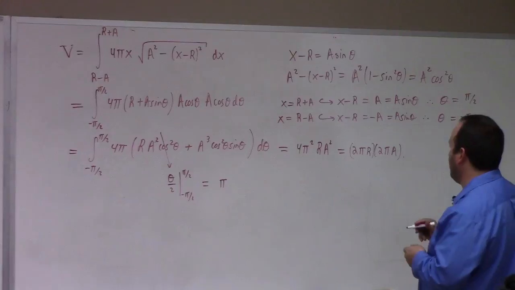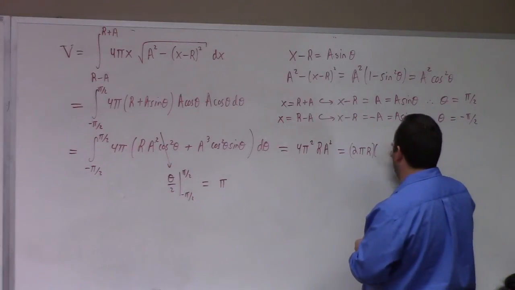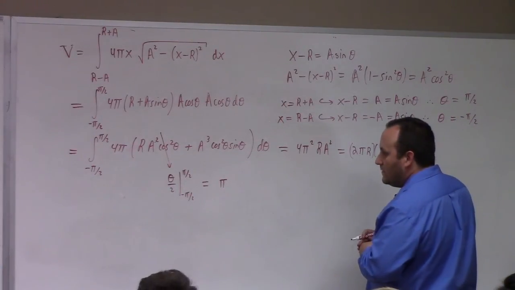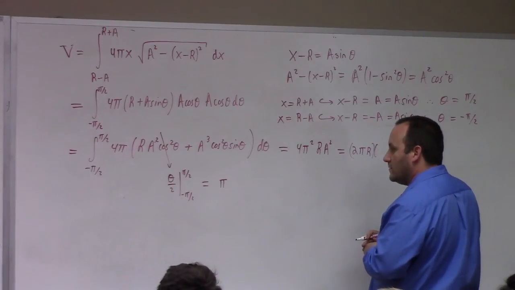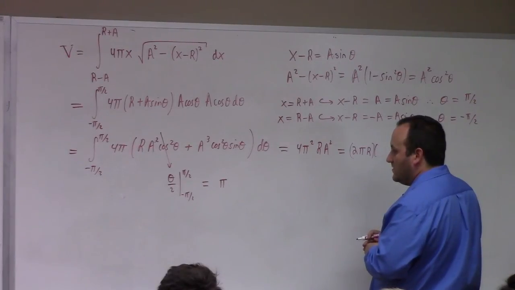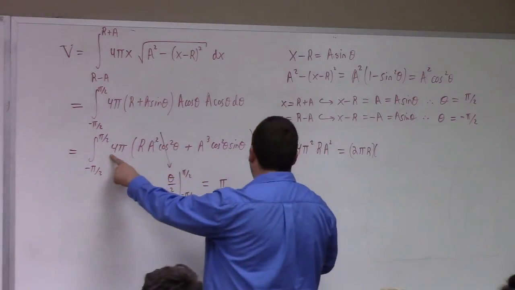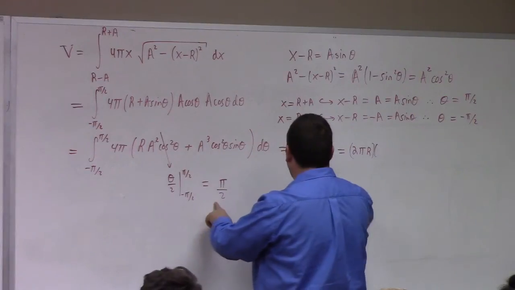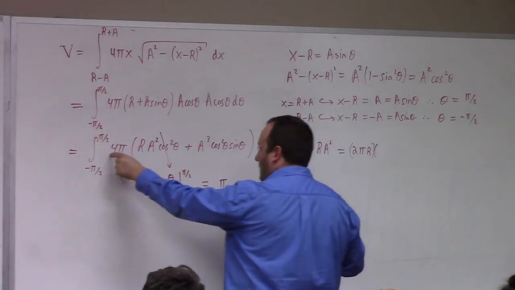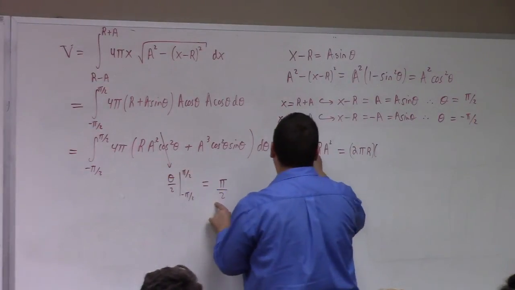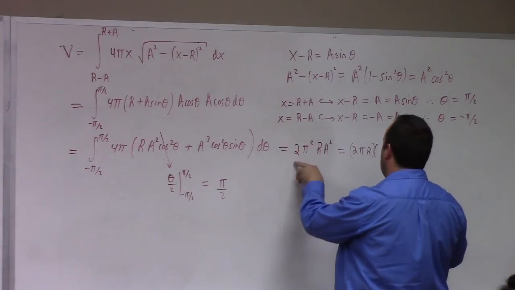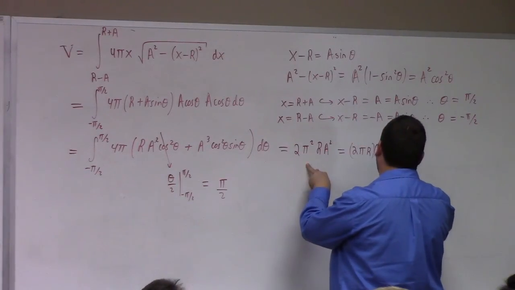Excuse me, pi a squared. I'm sorry? Let me think about that. Pi over 2. Oh, it should be pi over 2. Yeah, that's good. But I still got this 4. So 4 pi times pi over 2 gives me 2 pi. And if you check it, we got 2 pi r times pi a squared.